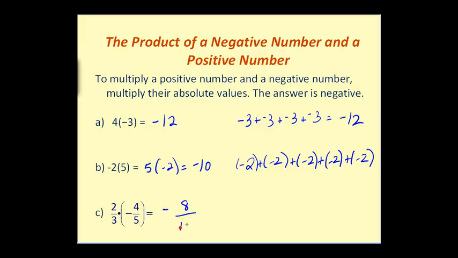3 times 5 would be 15. Really what we're doing here is we want 2/3 of negative 4/5. So we could think of breaking this into 3 parts and then taking 2 of them, but that gets a little more complicated when we deal with fractions. So again, by this point we would just follow the rule.